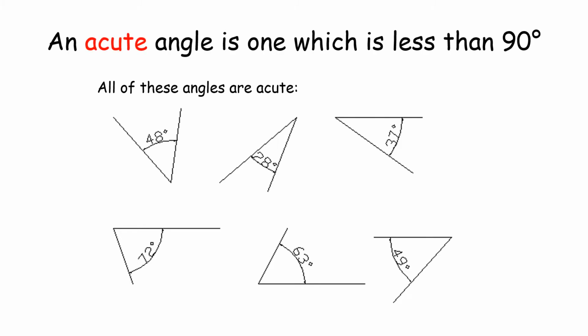So here are some angles, and all of these angles are acute angles. And they're acute because all of them measure less than 90 degrees. So 48 degrees, 28 degrees, 37 degrees, 72 degrees, 63 degrees, and 49 degrees. So an acute angle measures less than 90 degrees.